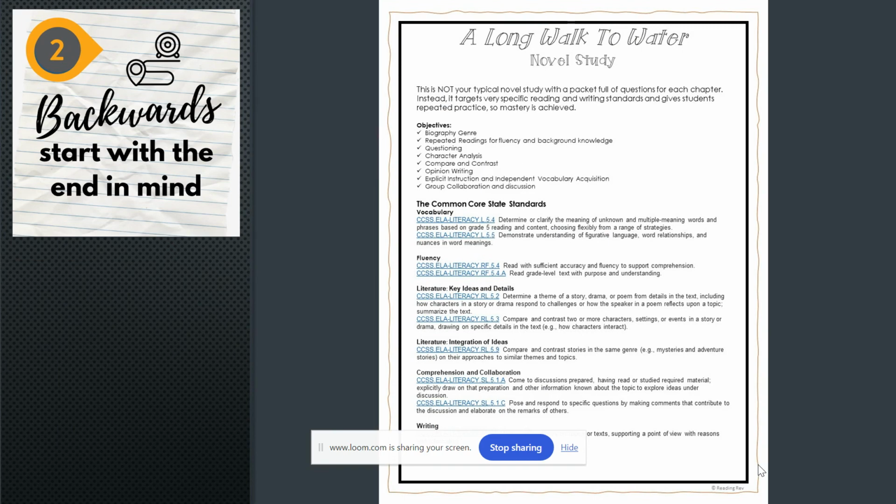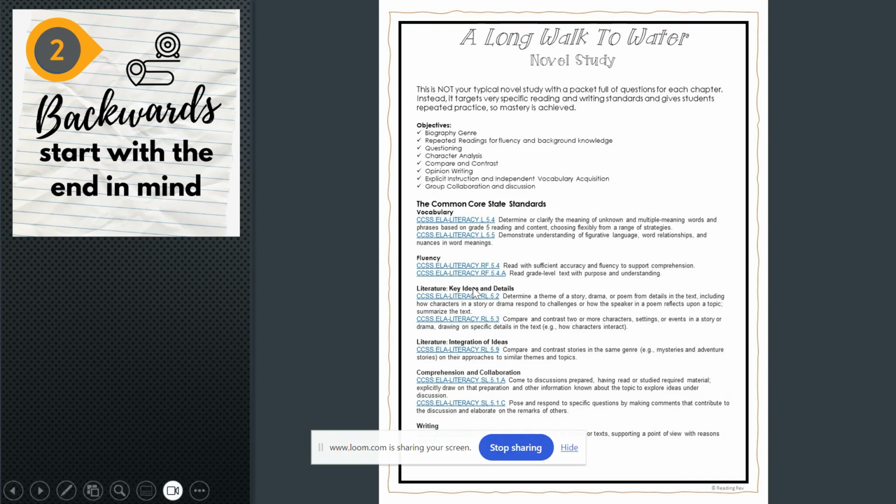So I missed that as a standard, but it is down here where we are going to, let's see. I thought questioning was in here, maybe not. Comparing and contrasting characters, so lots of character analysis.